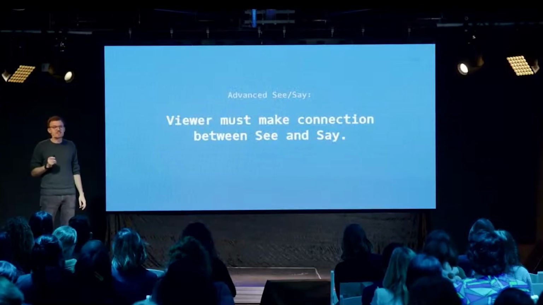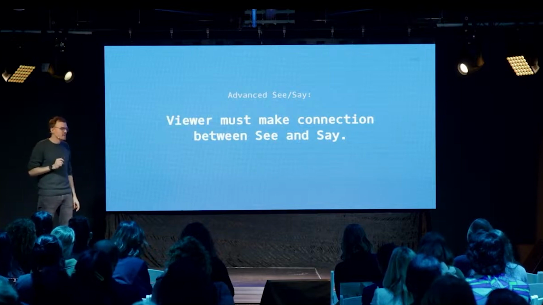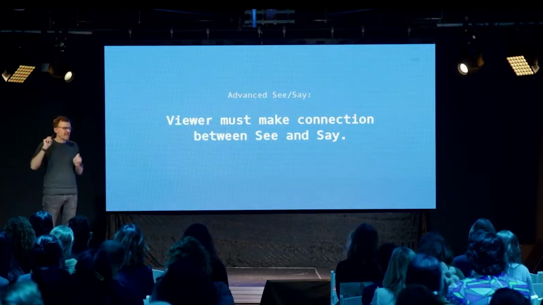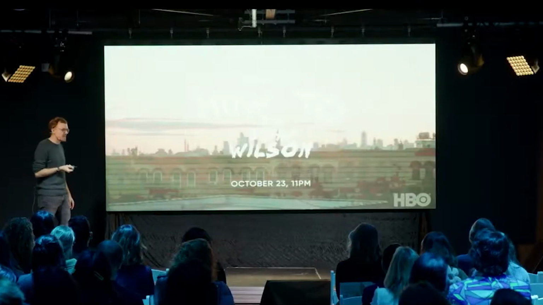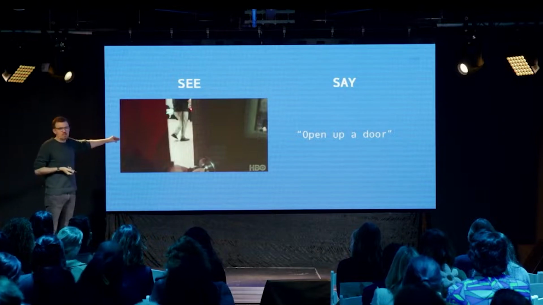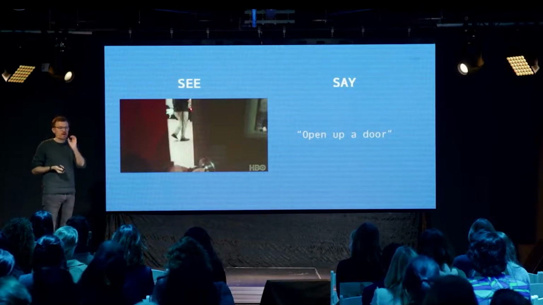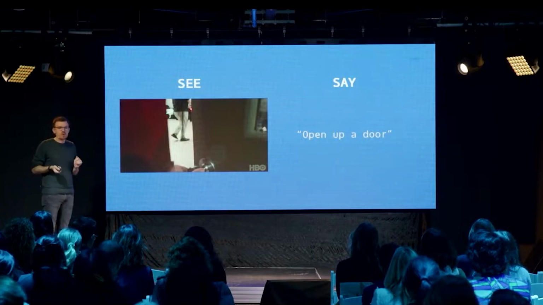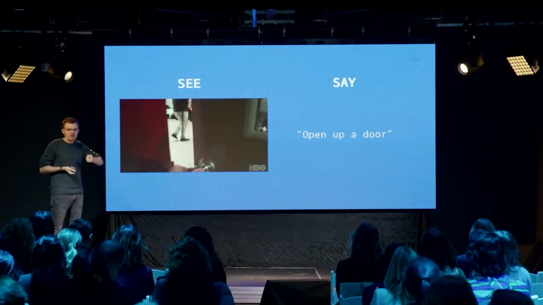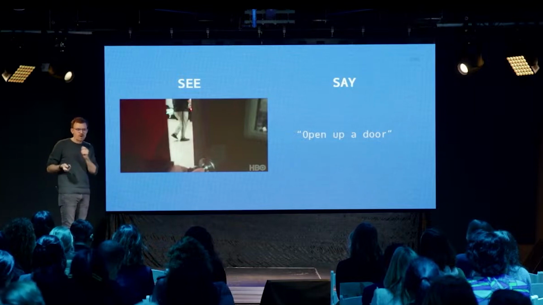To take CSAY to the next level, advanced CSAY, viewers must make the connection between what they are seeing and what you're saying. And if you've seen How To with John Wilson on HBO, I not only recommend watching it, but also recommend watching it for CSAY. He is a master at it. It's basically him walking around New York with a camera, and as he's doing things, he is through CSAY narrating what he's doing. You see him opening a door, open a door. Walk down the street, I'm walking down the street.